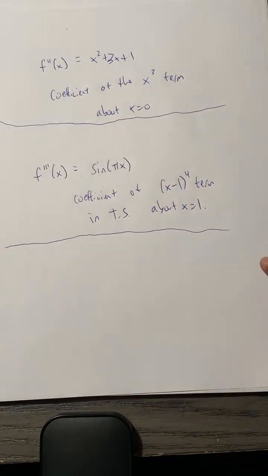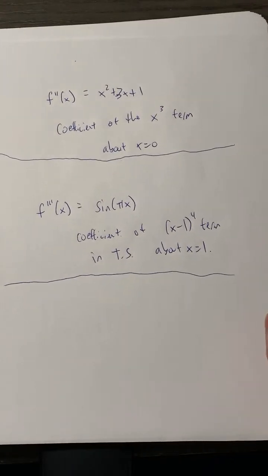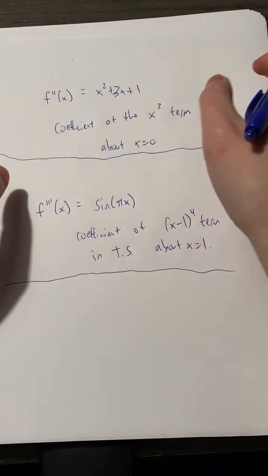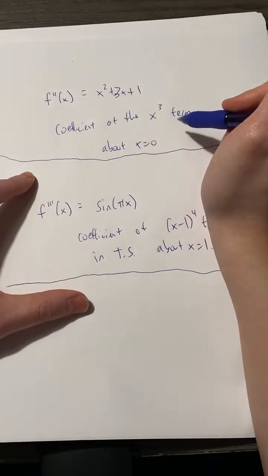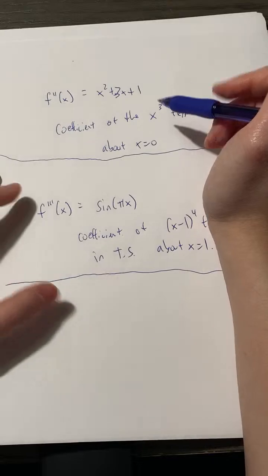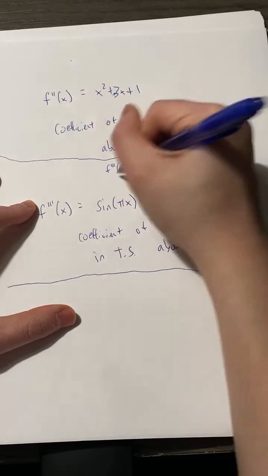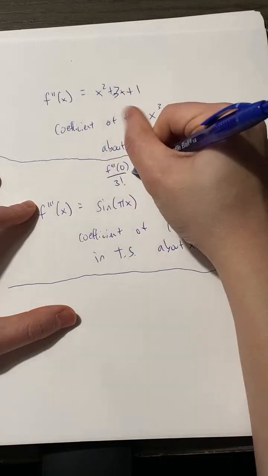And basically, this is just testing the relationship between the factorial formula as well as the Taylor series formula and derivatives. So I'm going to start off with this first one right here. What you do is I just always write out the coefficient of the x to the third term in general, which is going to be f triple prime of 0 over 3 factorial x to the third.